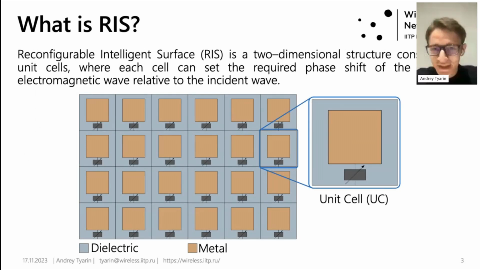What is RIS? RIS is a flat structure consisting of unit cells. These cells can create the required phase shift in the reflected electromagnetic wave compared to the incident wave. Here you can see a schematic image of RIS, and its unit cell, or UC for short, is highlighted on the right.